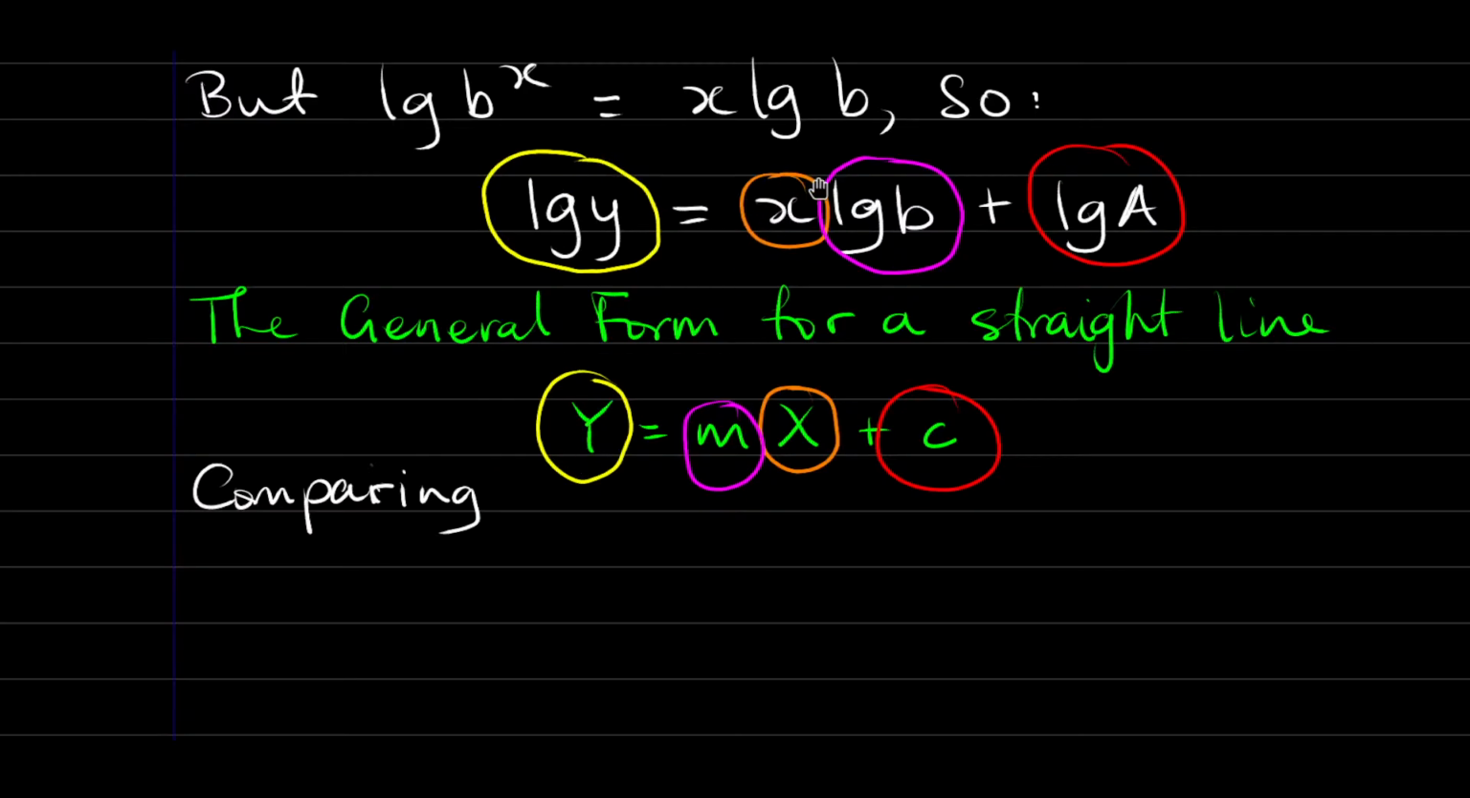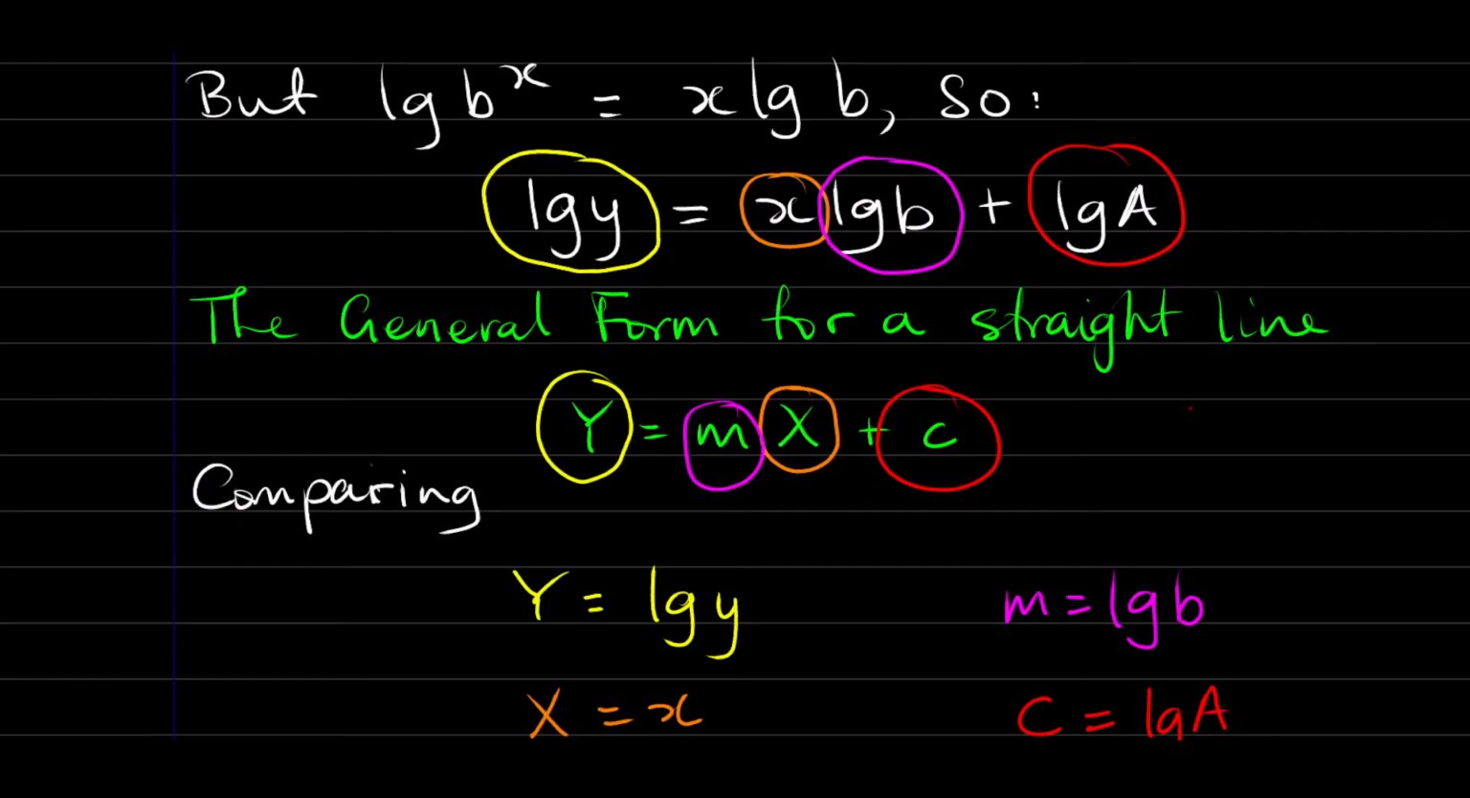Okay, so when I compare these two and I circle those, you can see right away that, let me write it in different colors. You can see that y is equal to log of y, right? Let's do the pink now, and we can see that m is equal to the log of b. We can see that x is equal to x, and let's say c is equal to log of e.